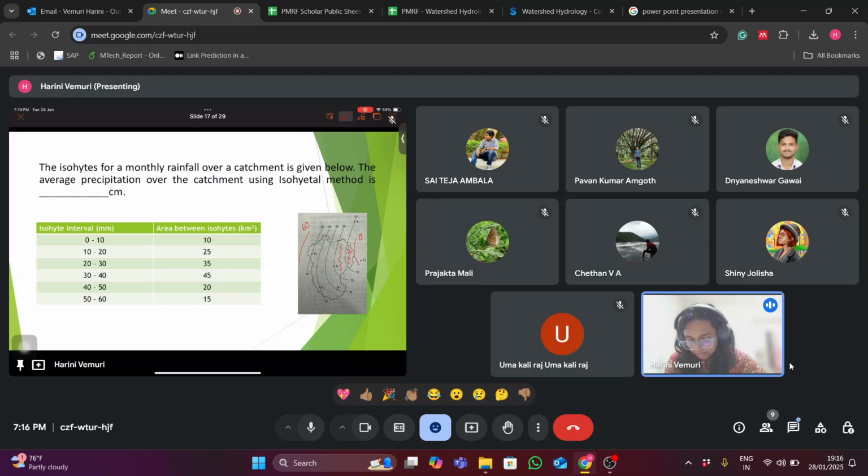Now the first thing is we will calculate the average isohyet. The average isohyet is calculated as the minimum and maximum of the interval divided by 2. That is 5. So this will be 10 plus 20 by 2, 15. Similarly, it is 25 mm, 35 mm, 45 mm, 55 mm. I can show the clear calculations for one or two.